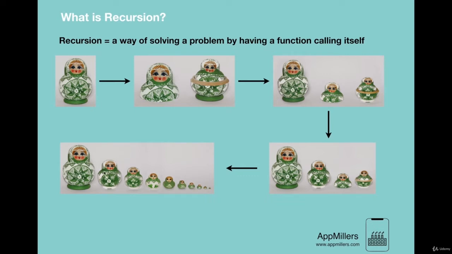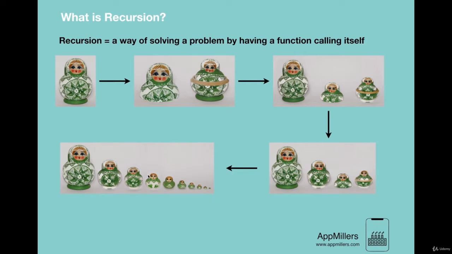Each time you open a doll, a smaller version of the doll will be inside, and you repeat the process until you reach the final doll that cannot be opened. Here, if you think of this big doll as a problem, you can see that the problem gets a smaller instance of the same problem until we solve it. So this technique, making the problem smaller and smaller, is called recursion.